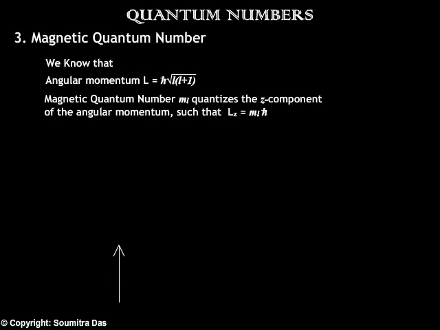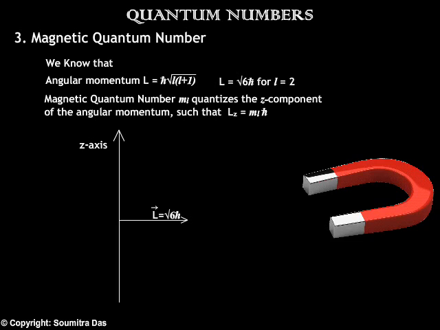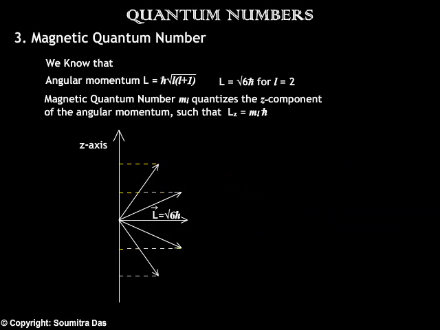Now let us draw the z-axis. This is the angular momentum vector L, which is equal to root 6 h bar when l equals 2. In the presence of a magnet, this line is split into quantum restricted angles like this.